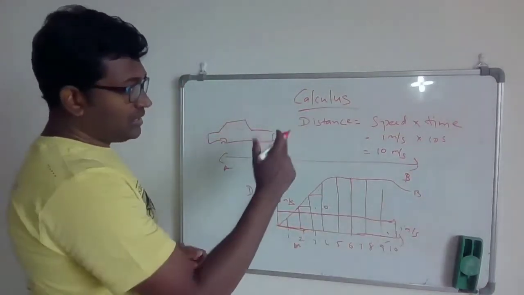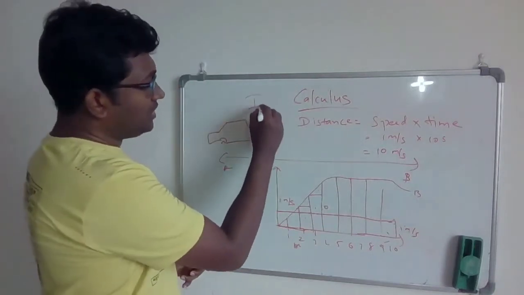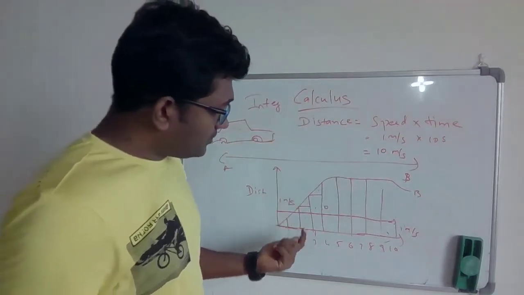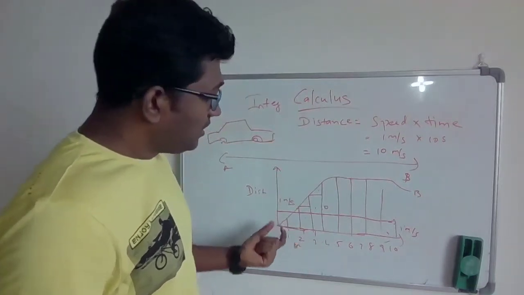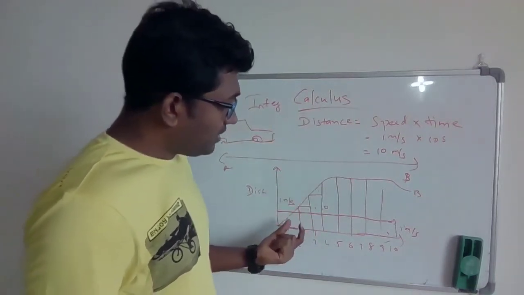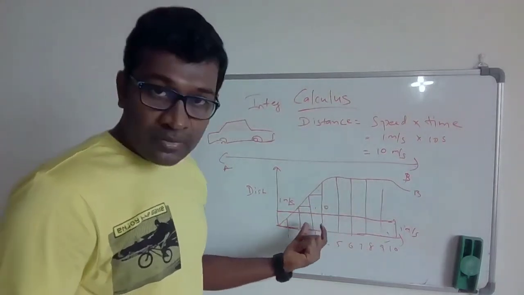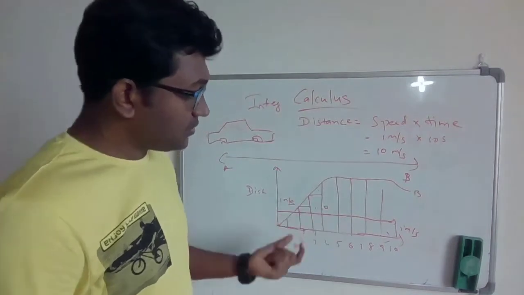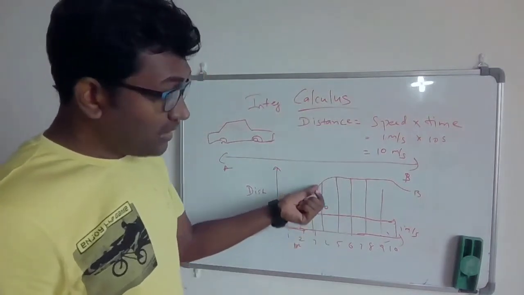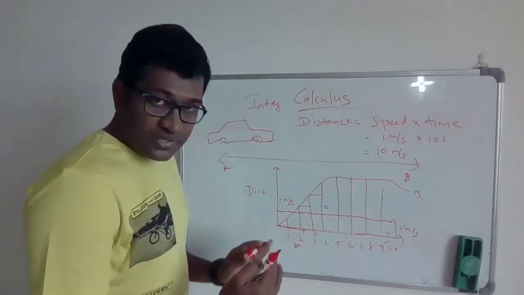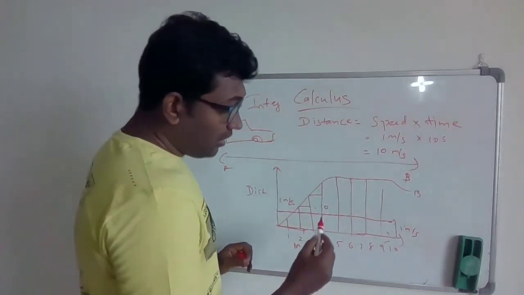So integral calculus is all about trying to find the area under a curve, which is continuously changing, by approximating those changes into small rectangles. That's what it is. Here you can even use a triangle and keep adding, but let's just restrict ourselves to rectangles.